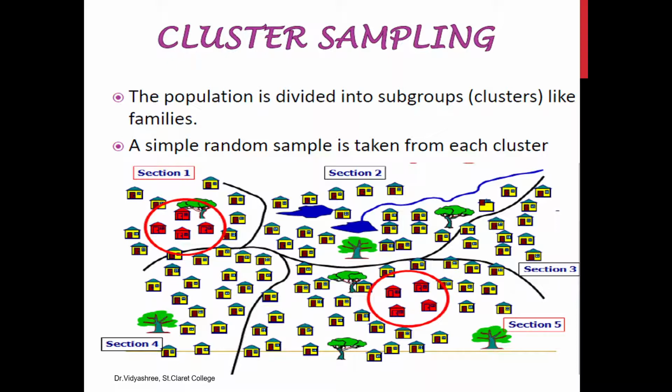You can observe in this picture, there are a total of 5 sections. The researcher has divided the whole population into 5 divisions. After the 5 divisions, he has randomly selected section 1 and section 5. If he selects the people from these sections, then it is called cluster sampling.